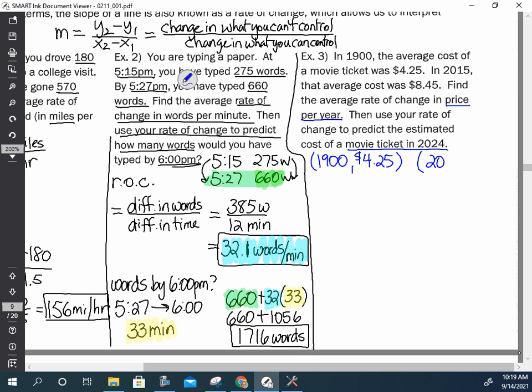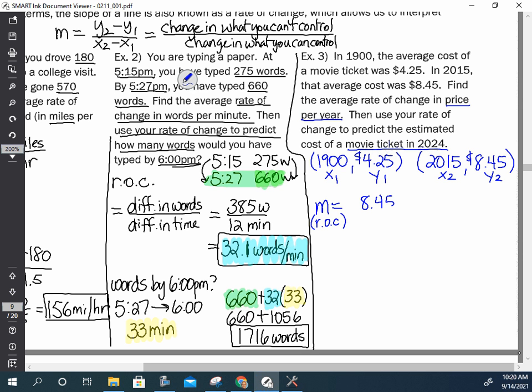In 2015, that average cost is $8.45. Find the rate of change in price per year. So rate of change, they said price per year. So it means the price goes on top, the years go on the bottom. So x1, y1, x2, y2. Use your slope formula. Remember, slope is also rate of change.